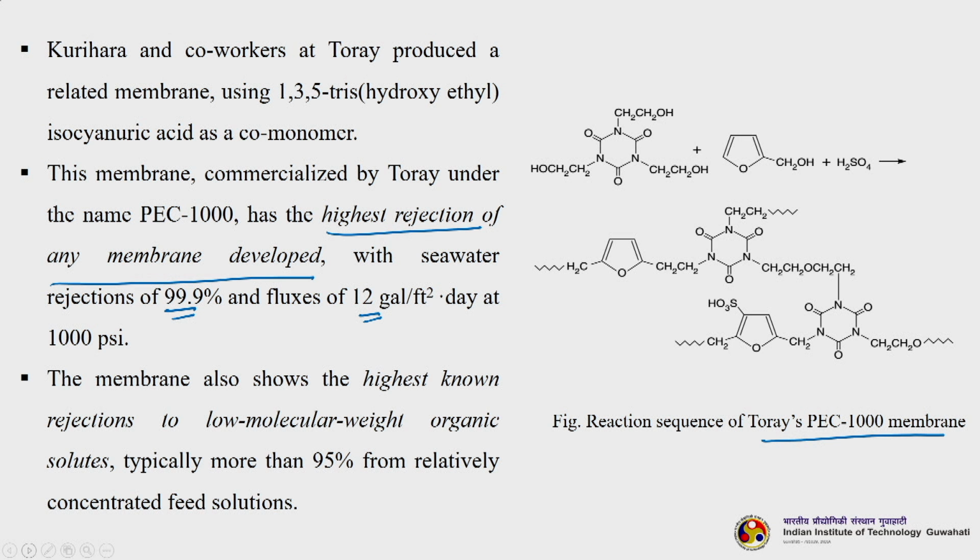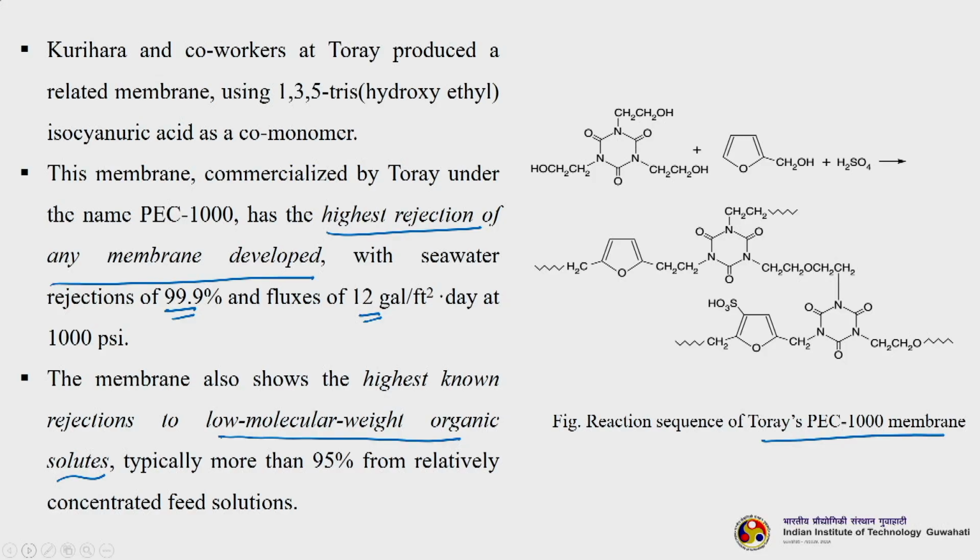The membrane also shows the highest rejections of low molecular weight organic solutes. Now, please understand, as I have been telling continuously in this lecture, that seawater, even brackish water, contains so many other lower molecular weight organic solutes. So, their rejection is also equally important, okay, because we only want the solvent, that is the water, to flow to the permeate side. So, this particular membrane is extremely good for rejecting the low molecular weight organic solutes.